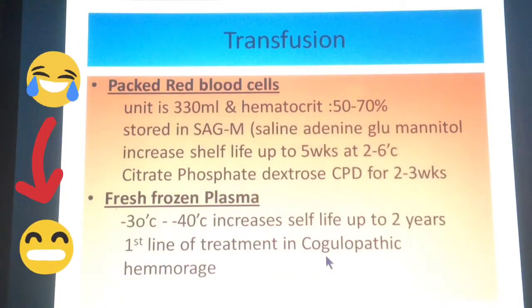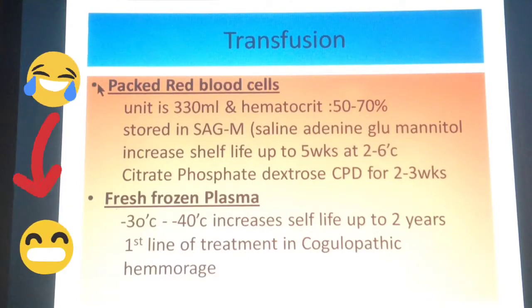Now, in transfusion, what do we give? We give packed RBCs. This consists of approximately 330 ml of blood and has a hematocrit of about 50 to 70%. And normal hematocrit in an adult is approximately 35%. We keep these RBCs in a SAG-M solution, which is saline adenine glucose mannitol solution. This is the shelf life of these RBCs. You know, the normal RBCs die after 120 days in the body.